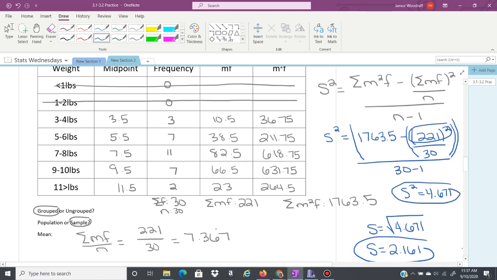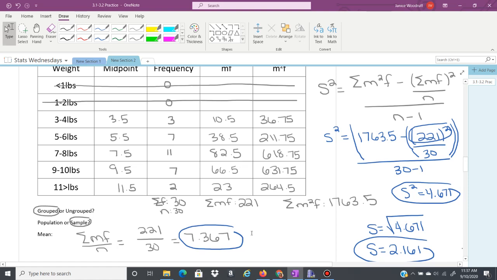So your mean is 7.367, variance 4.671, standard deviation 2.161. So what does that mean? That in this made-up sample of birth weights, the average weight of the babies in this class, let's say it was in our class, was 7.367 pounds with a standard deviation of 2.161.